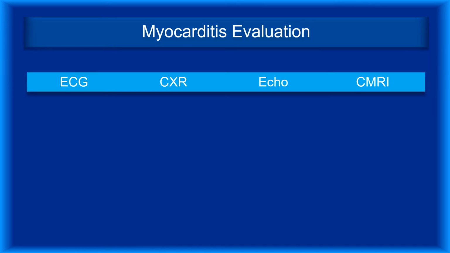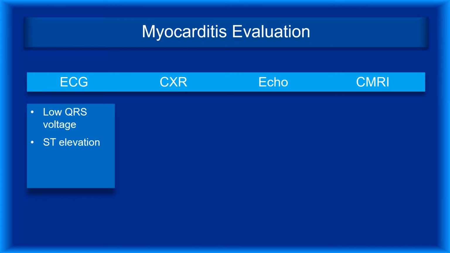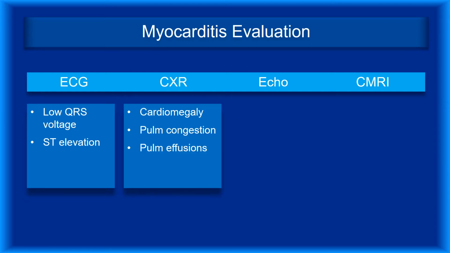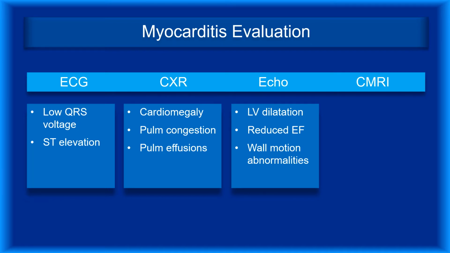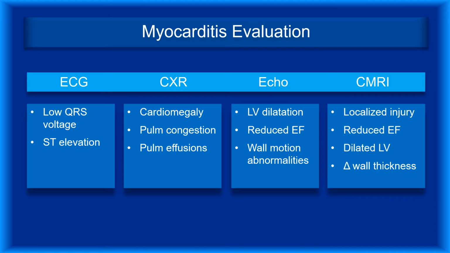The evaluation for myocardial dysfunction includes these studies. ECG findings include ST elevation or low voltage QRS complexes. You may see cardiomegaly, pulmonary congestion, and/or pulmonary effusions on chest X-ray. Echocardiograms may document left ventricular dilatation, reduced ejection fraction, and wall motion abnormalities. Enhanced cardiac MRIs may demonstrate localized tissue injury, changes in ventricular wall thickness, left ventricular dilatation, and reduced ejection fraction.